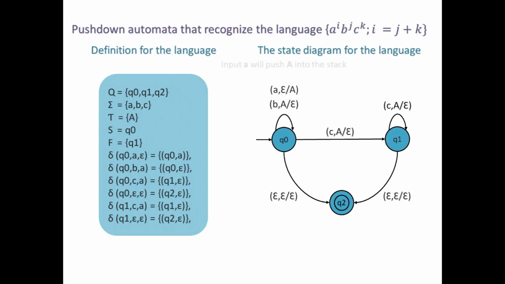At state Q0, when it reads the string A, it will push A into the stack. And if it reads the string B, it will pop A from the stack. For both state Q0 and Q1, reading the string C will pop A from the stack. If the current state is Q0, it will also transit to state Q1. For both states Q0 and Q1, the final state can be reached with or without any string input.